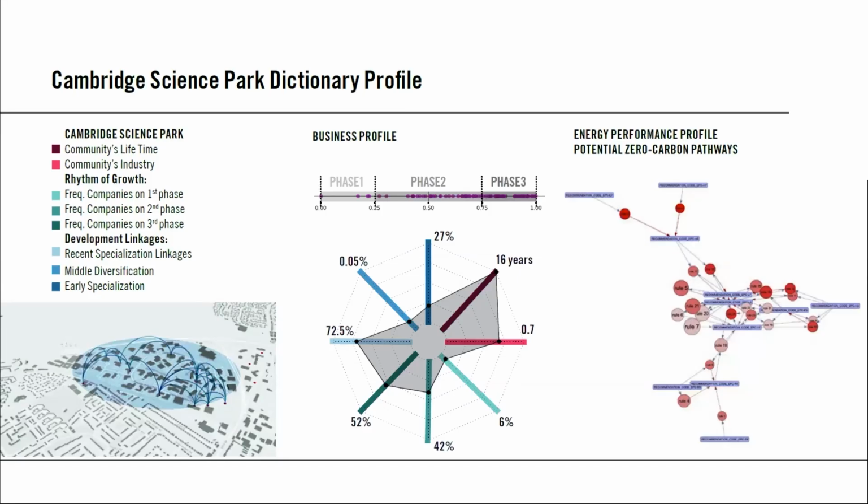Next one, Andrea. Yeah, so combining all those results together, we can have a profile for, say, Cambridge Science Park as an example, both from the business side and from the energy efficiency side. But this work is not done yet. This is just the current phase.